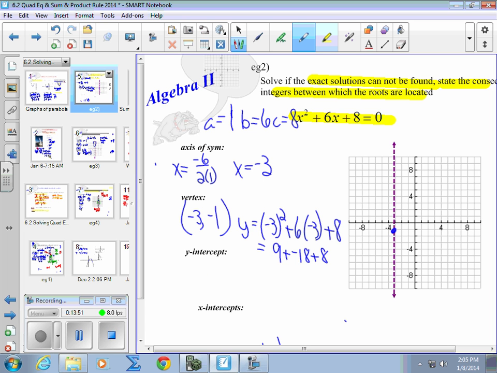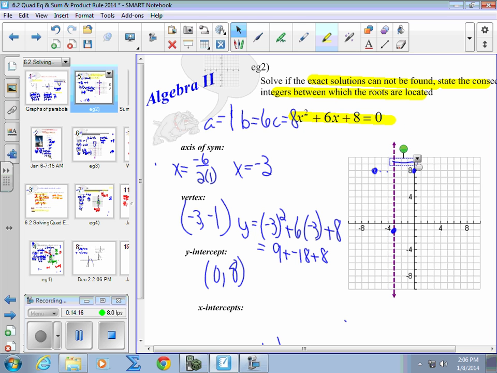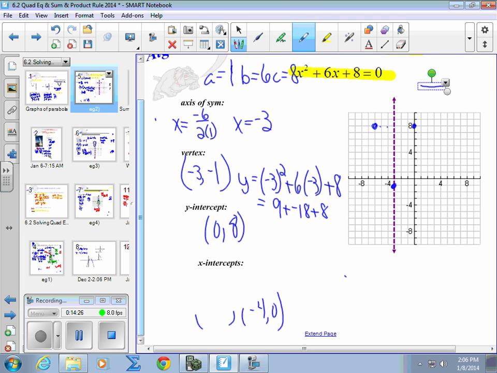So the y-intercept at 0, c is equal to 8. So we have 0 and 8. Once again, we know the distance from here to here is the same as to the other direction. So we're going to go 1, 2, 3 units in this direction. Y-intercept, got that. Now we're moving on to the x-intercept.